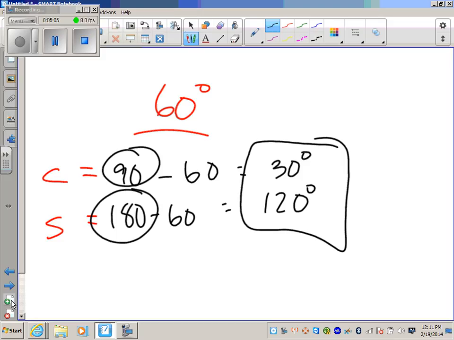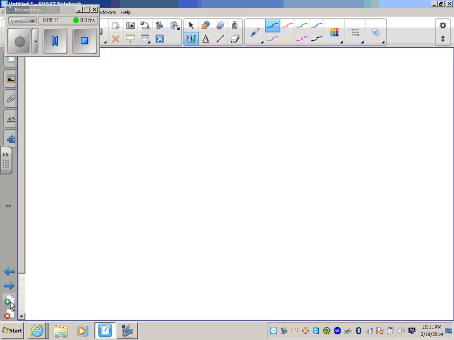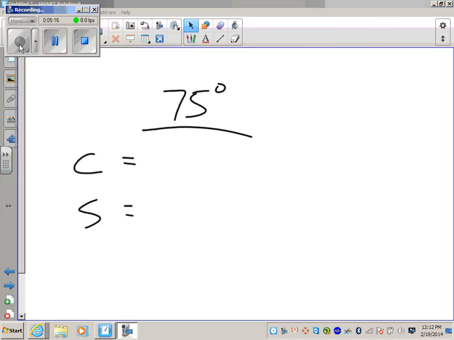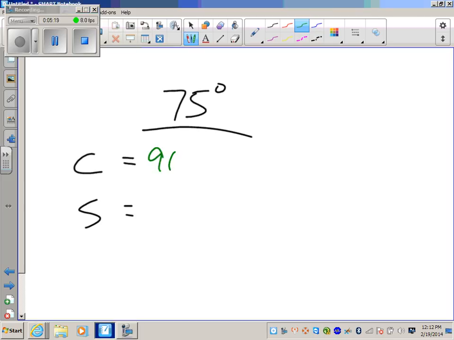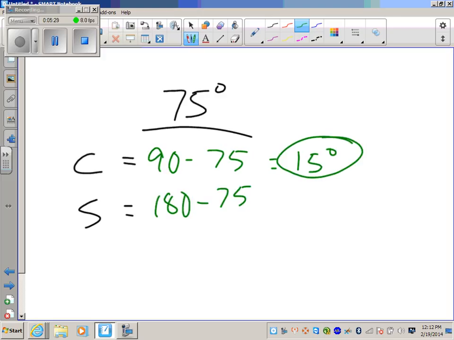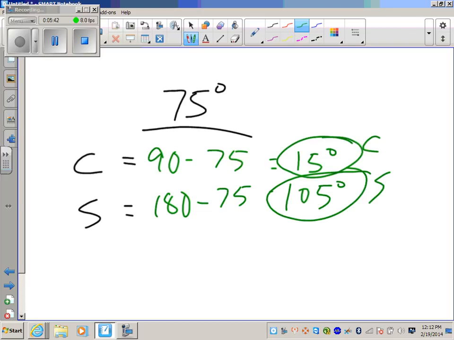Try one of those on your own? You don't need a calculator for that. It's 90 and 180. 75. So to find its complement, I'm going to take 75 and subtract it from 90, and I'm going to get 15 degrees as its complement. To find its supplement, I'm going to take 75 and take it away from 180, and I get 105. So it's complement and supplement. Any questions there?